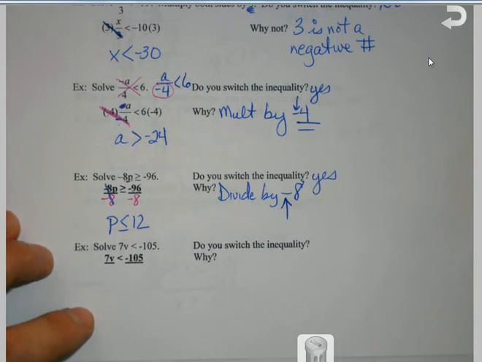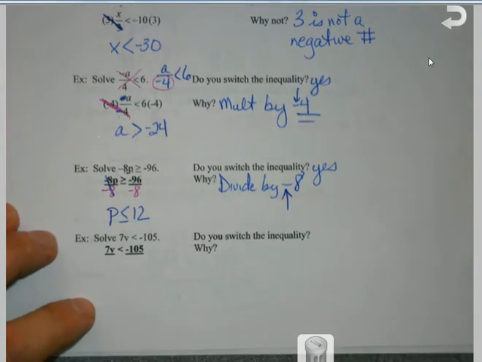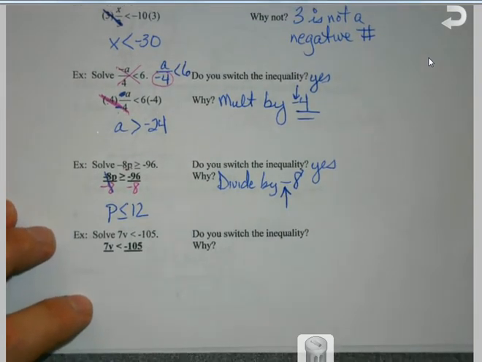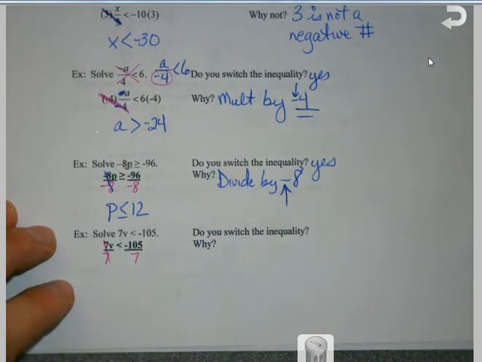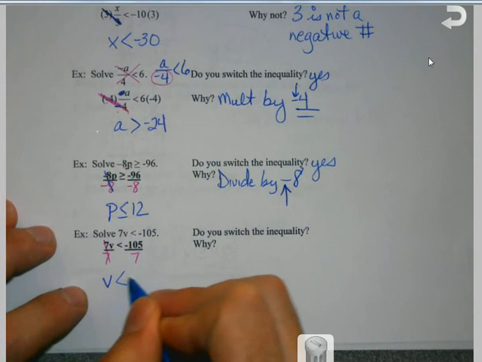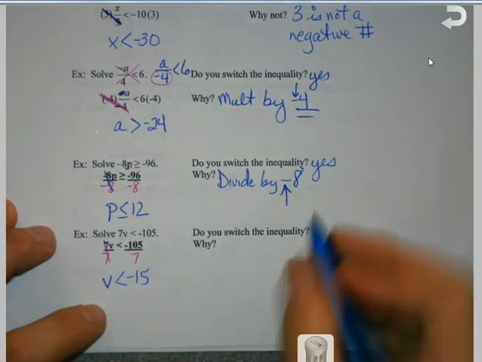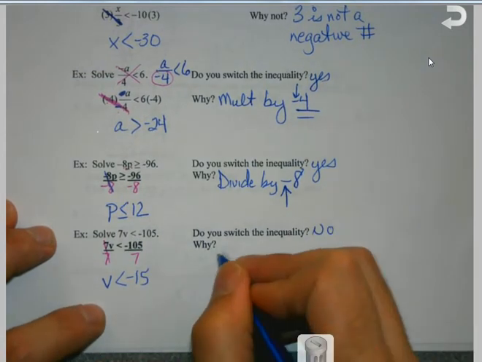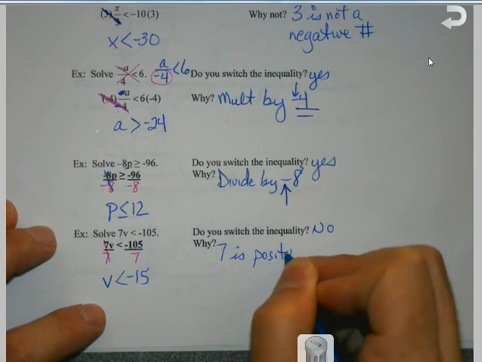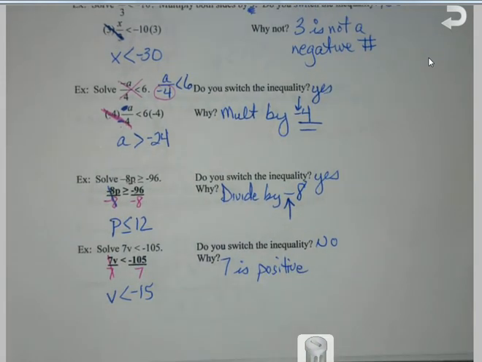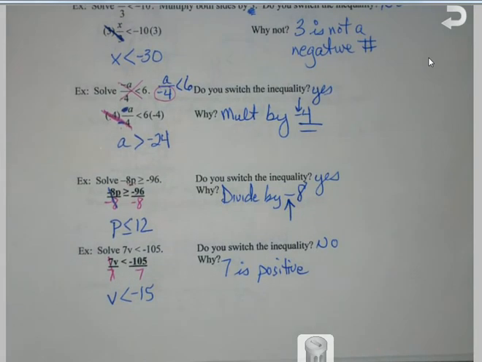So what about the last one then? On that last one, looks like I'm going to divide both sides by 7. Am I going to need to flip the arrow this time? No. Absolutely not. Because 7 is positive, the number I would be dividing by is positive, so I wouldn't flip it, because otherwise I'd get the wrong half of the answers.